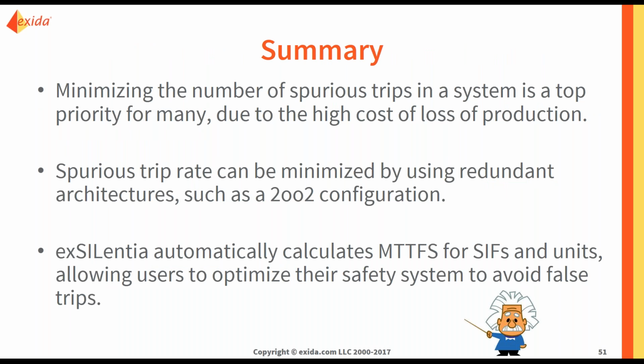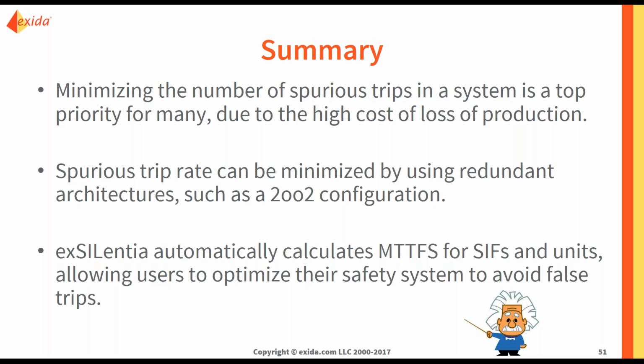So let's summarize what we've gone over. Minimizing the number of spurious trips in a system is a top priority for many due to the high cost of loss of production. You don't want your plant to trip for no reason. Obviously, in the event of a hazard scenario, it's a must. But when you're running fine and there are no hazards happening, you don't want your plant to trip. Uptime is of the utmost importance to the people running that plant.